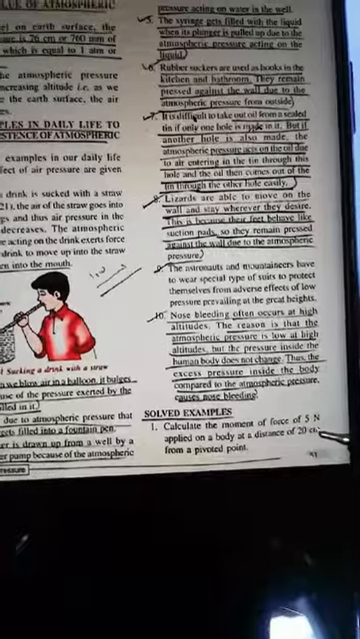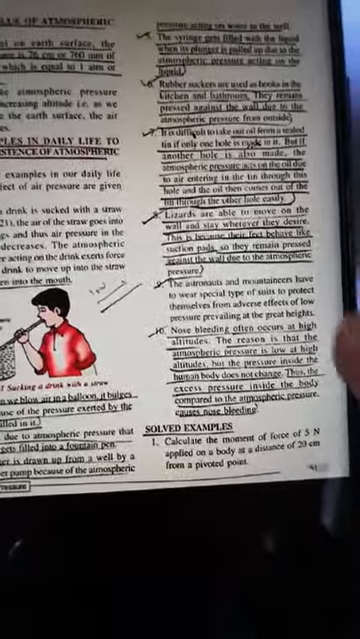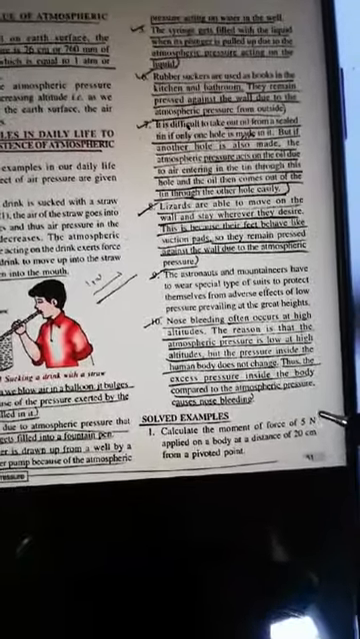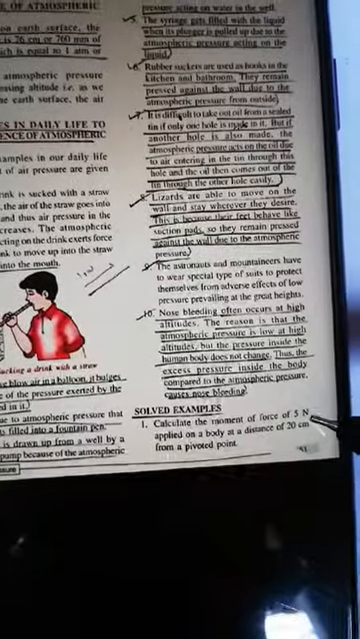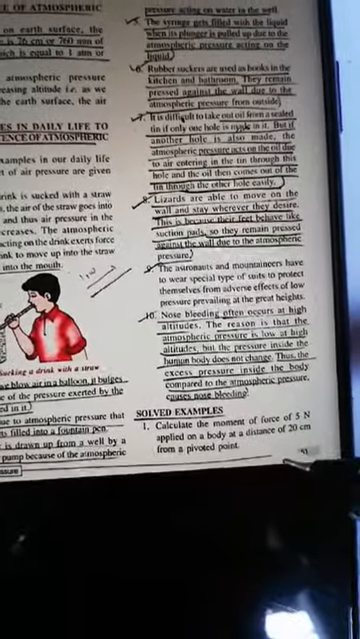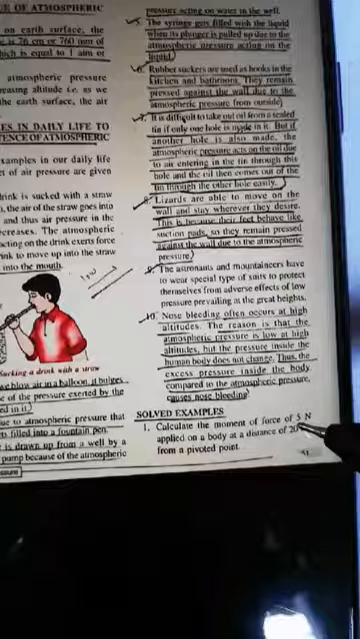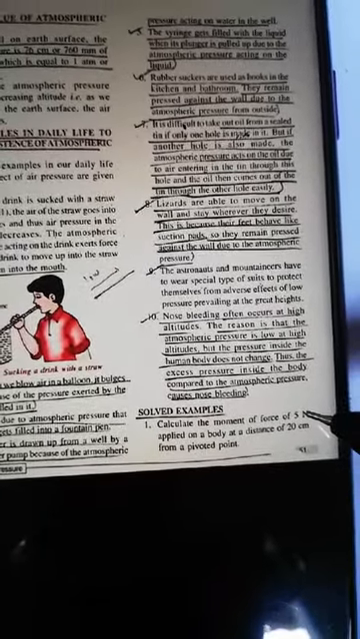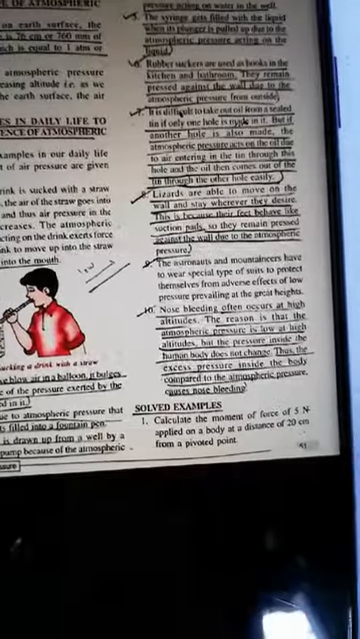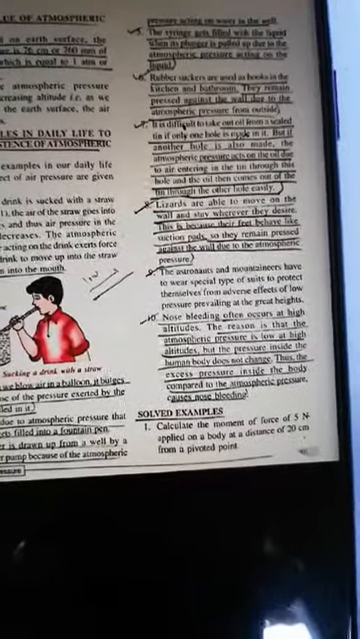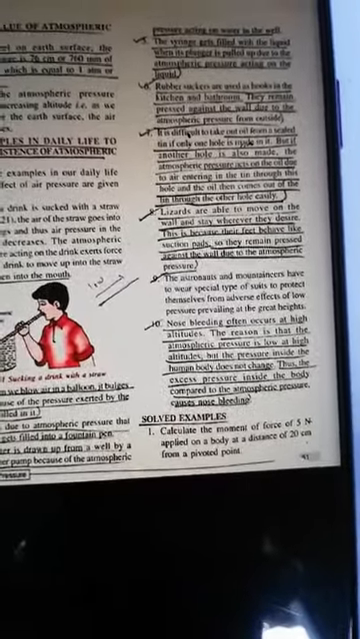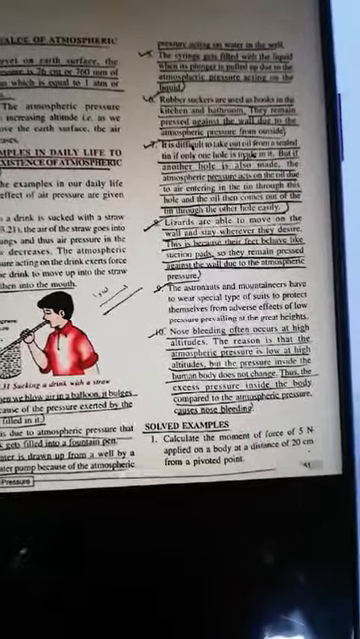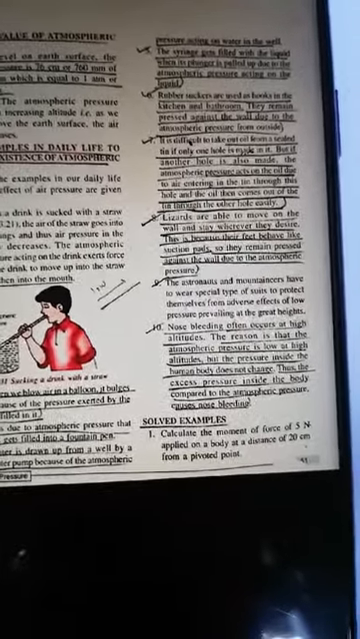at a distance of 20 centimeter from a pivoted point. So what are the things that are available to me? One is the 5 Newton, which is the applied force. Next is the distance covered, that is 20 centimeter. But since the force is given in Newton, you have to convert this 20 centimeter into meter. So after conversion we are getting two things: the applied force and second, the distance covered.